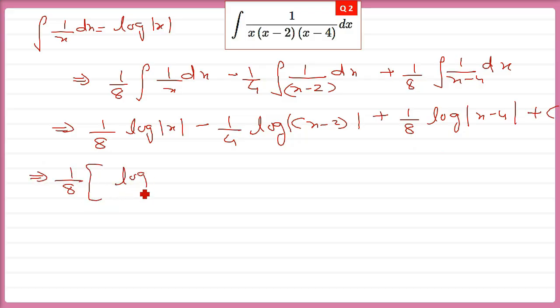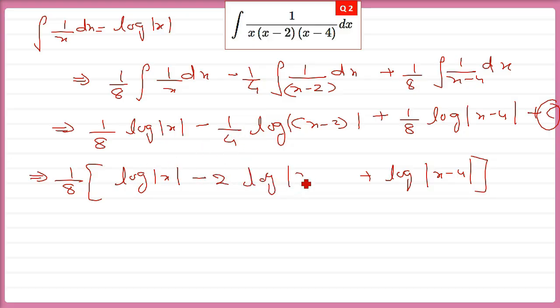So when you take 1 by 8, log x will remain, log x minus 4 will remain, and then c will always be there. And then here you have to multiply this by 2. Then you get 1 by 4. That's why 2 log modulus of x minus 2.